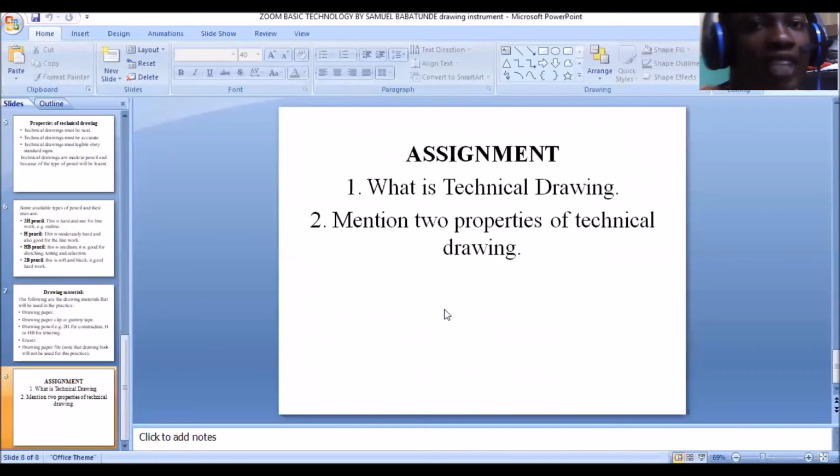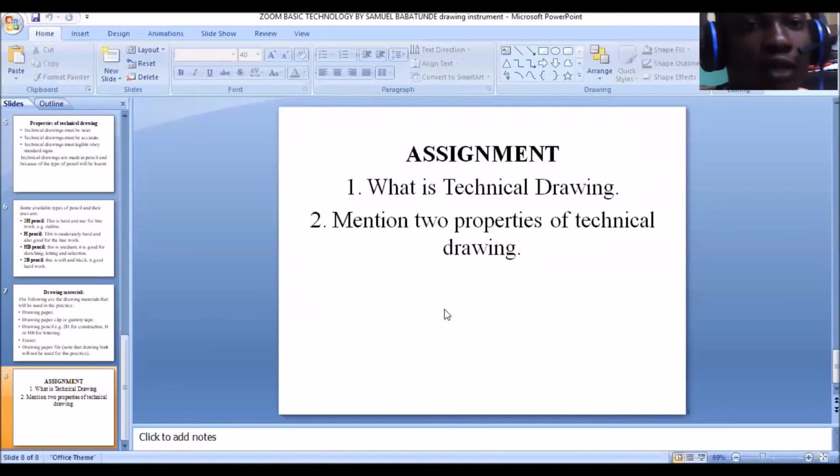Now with this, we've come to the end of today's lesson on the first part of drawing materials and instruments. Now I have a brief assignment for you. One says, what is technical drawing? And two says, mention two properties of technical drawing.